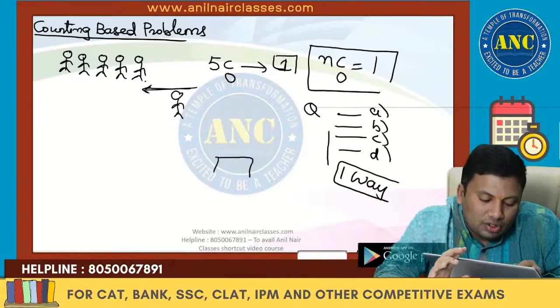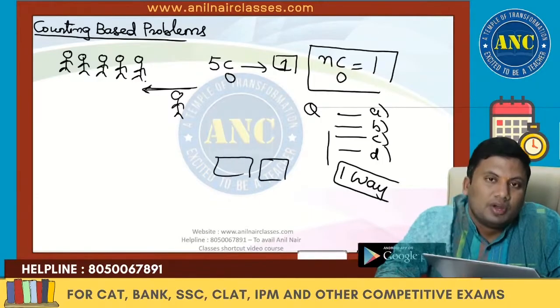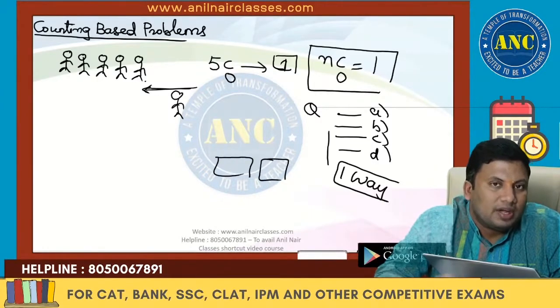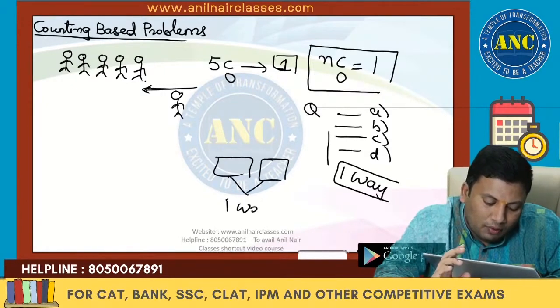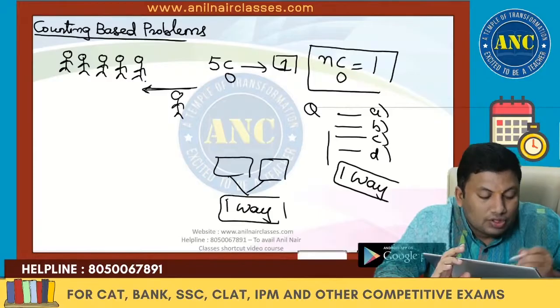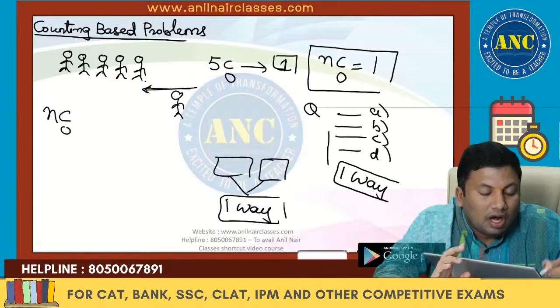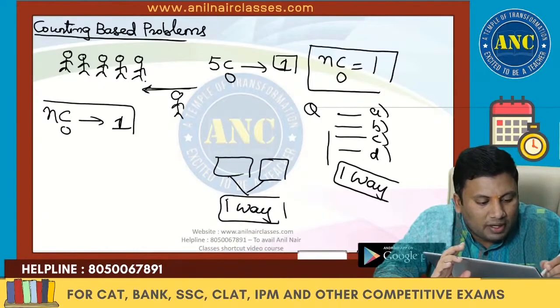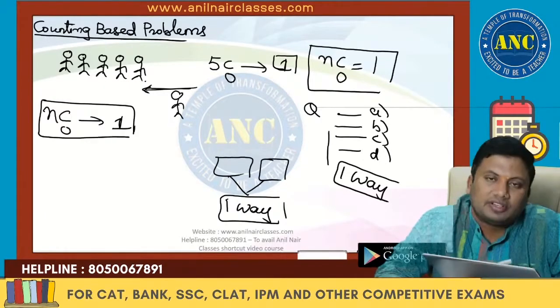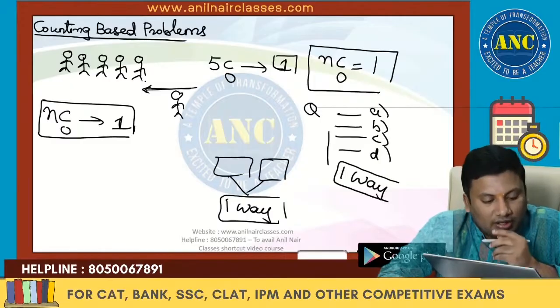Suppose there are 2 items kept in front of you. You need to select one item and eat. You decided not to eat. How many ways are there? Only one way. So nC0, out of n items not selecting any, is nothing but 1. Please make a note of it. nC0 is nothing but 1.